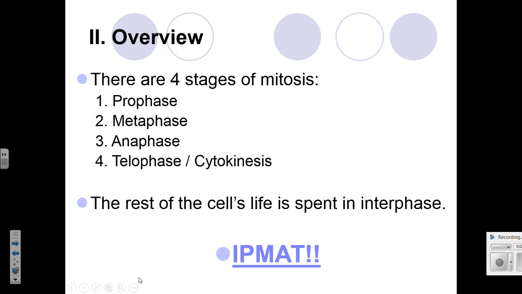Stages of mitosis go prophase, metaphase, anaphase, telophase, and cytokinesis is the last part of telophase. The rest of the life of a cell is in interphase. So remember, interphase consists of G1, S, and G2 of the cell cycle.